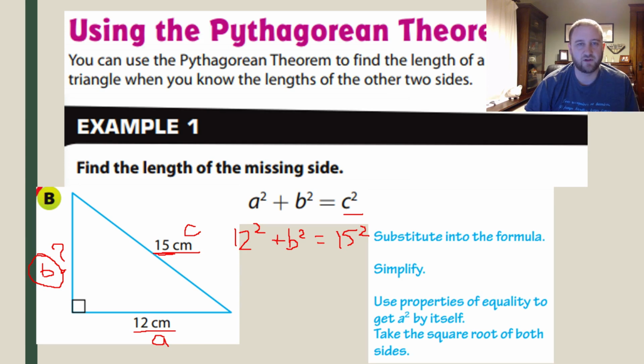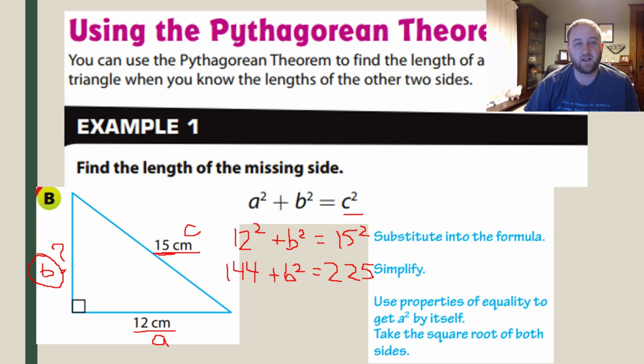All right, now we're going to use our calculators. 12 squared is 144 plus b squared equals 15 squared. 15 squared is 225.